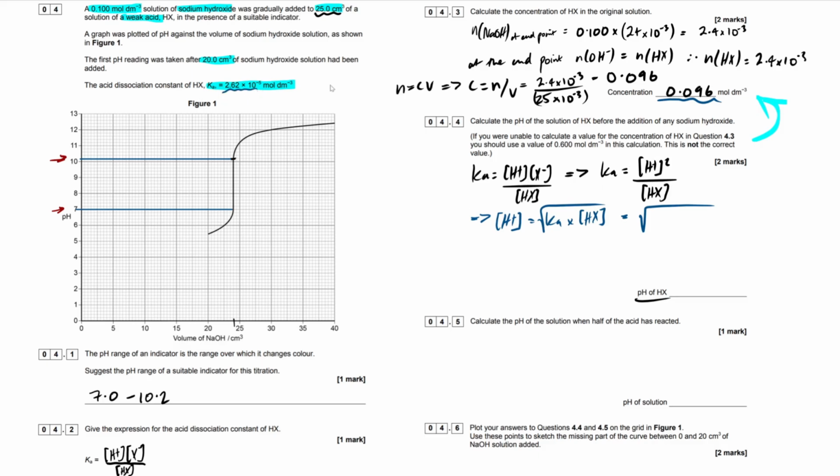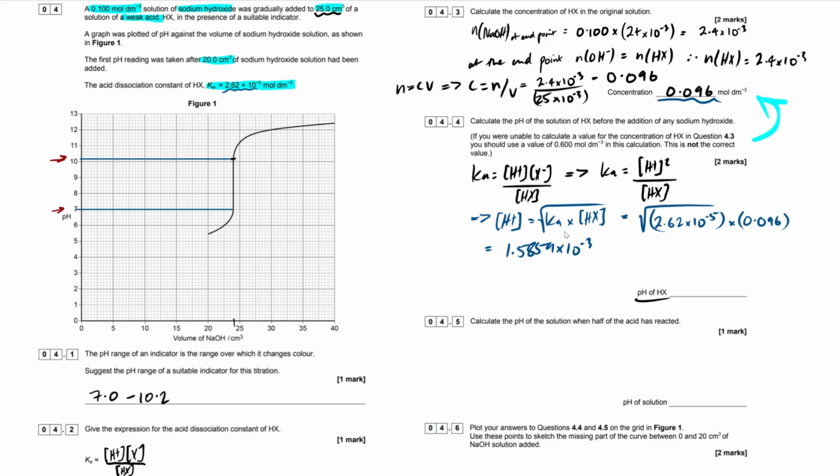So I'm going to say that equals the square root of our Ka value, which is given to us right here, 2.62 times 10 to the minus 5, bracket that up, multiplied by our HX concentration, 0.096. Easy as that, guys. Now plug that into your calculator and you're going to get an answer of 1.5859 times 10 to the minus 3.